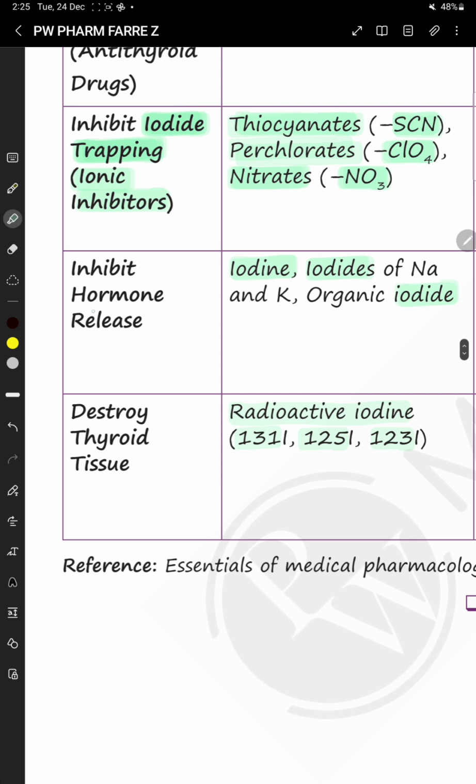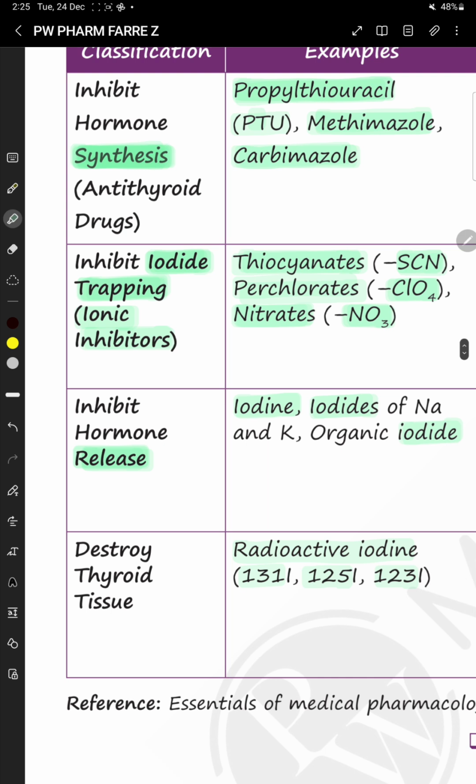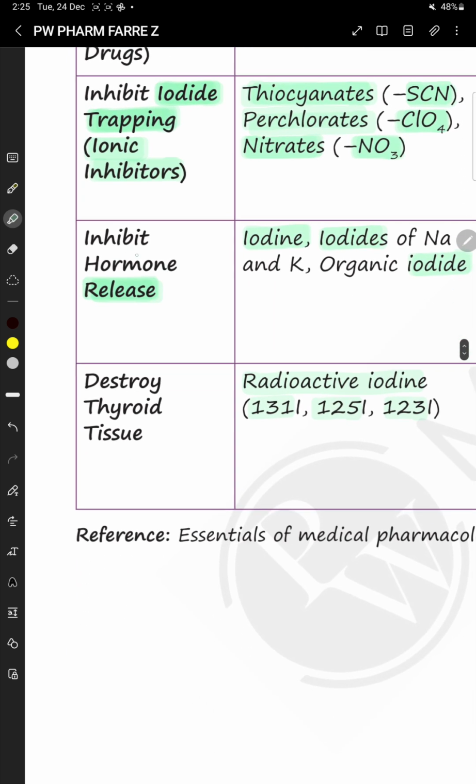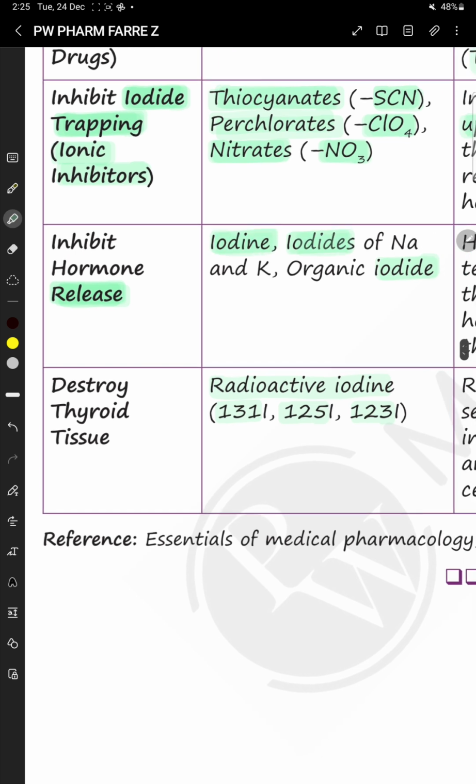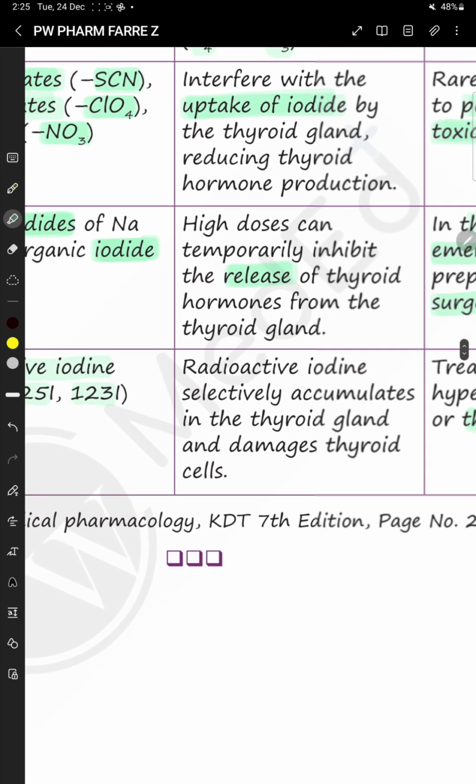Then the drugs that will inhibit hormone release. Okay, the earlier drugs were inhibiting synthesis. Then drugs that inhibit the release from the gland are iodine, iodides of sodium or potassium, and organic iodide. So these iodine solutions, iodides of potassium and sodium, and organic iodide will inhibit the release of the hormone. High doses can temporarily inhibit the release of thyroid hormone from the thyroid gland.